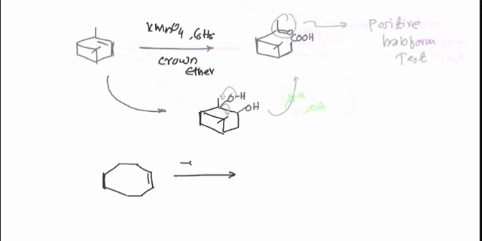Here everything is the same, but instead of that we are going to use the PTC now. Here R4N plus and X negative. क्या मिलेगा इसमें आपको?